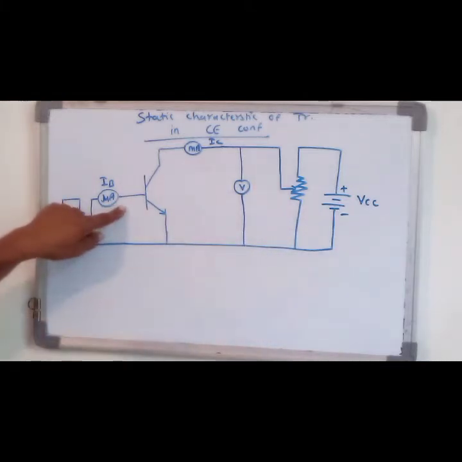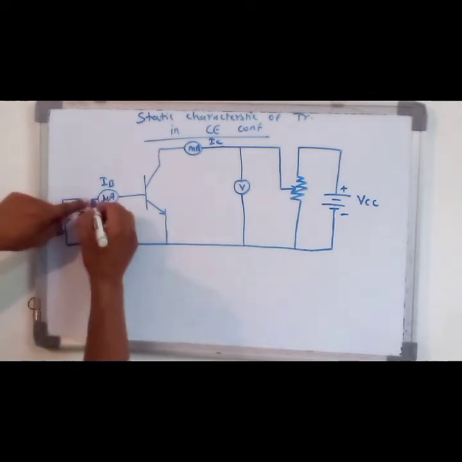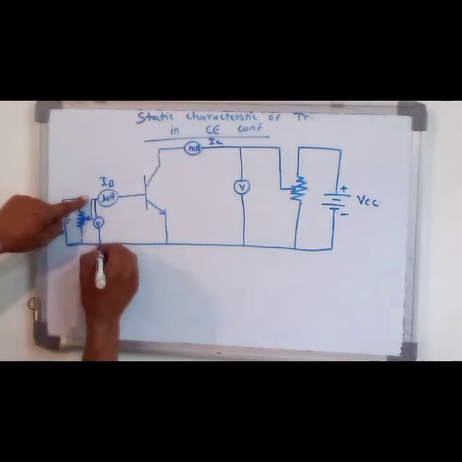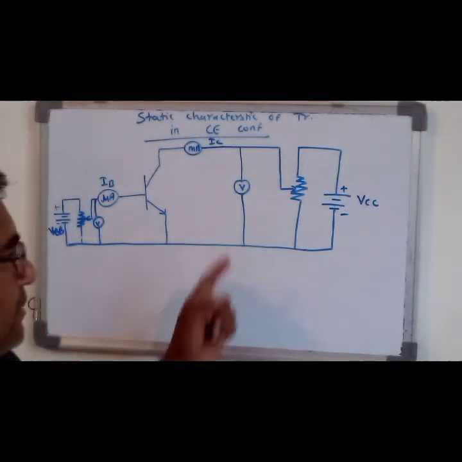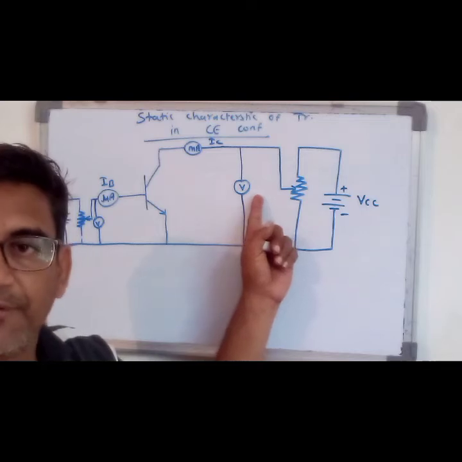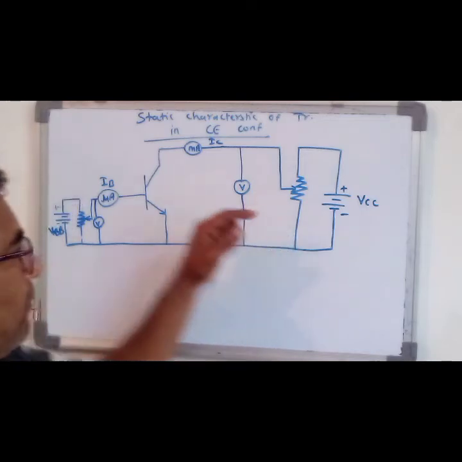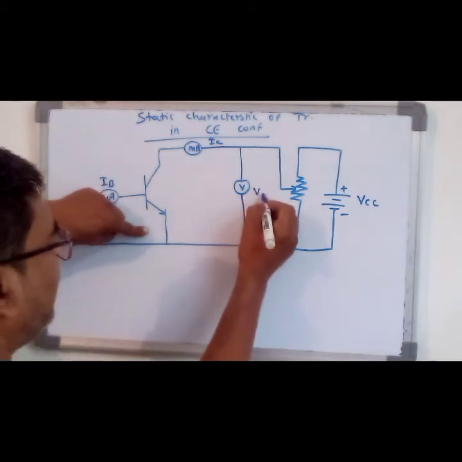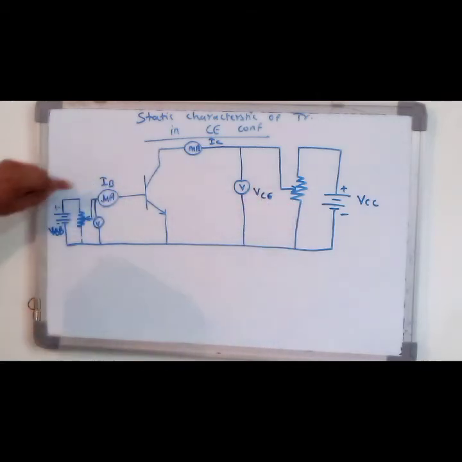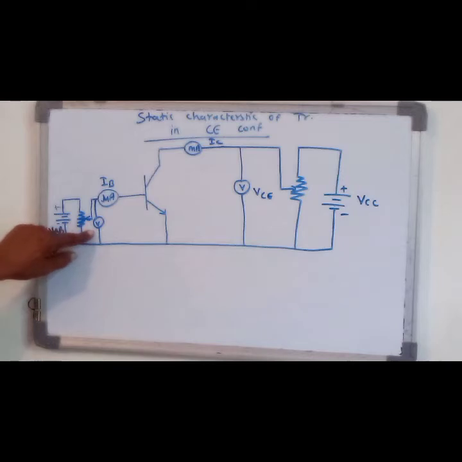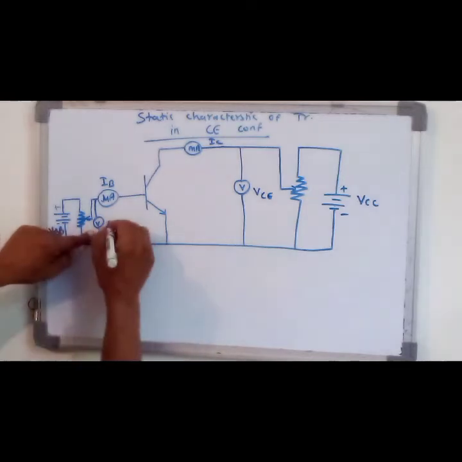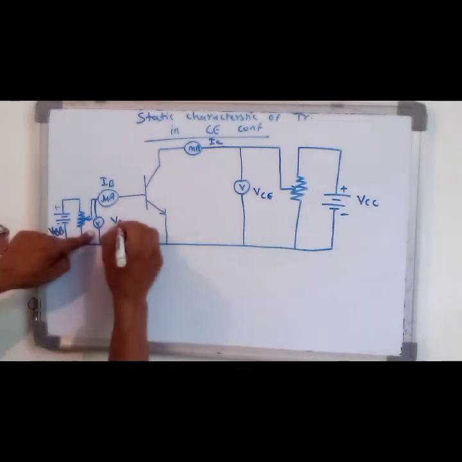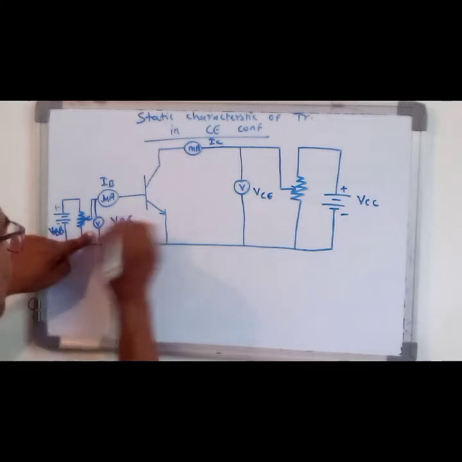Also, if the voltage has to be measured at the base, then from this terminal the voltmeter is attached like this. This voltmeter measures the voltage from collector to emitter, so we write VCE, and this other voltmeter gives the voltage from base to emitter, that is VBE.